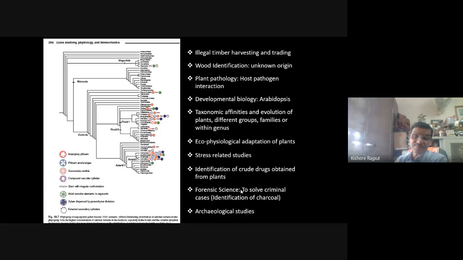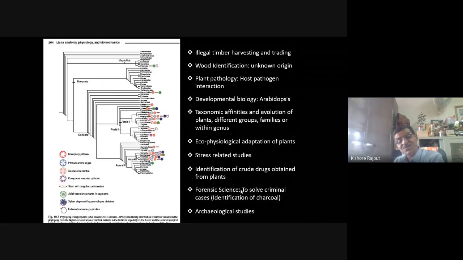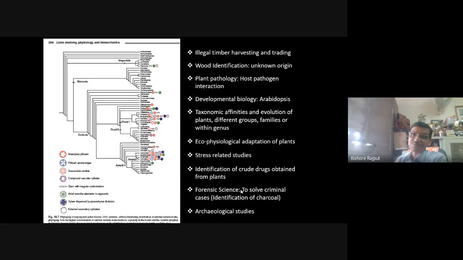Forensic science, that is to solve criminal cases. Now, criminal cases, we are totally unaware about this in India, because the people who commit a crime in India are still illiterate, not educated, not that scientifically developed. But if you look at well-developed countries, even these criminals are using modern techniques for killing, or maybe doing the murder.